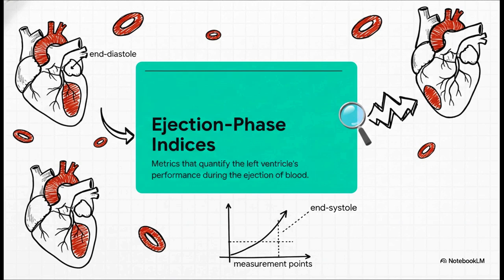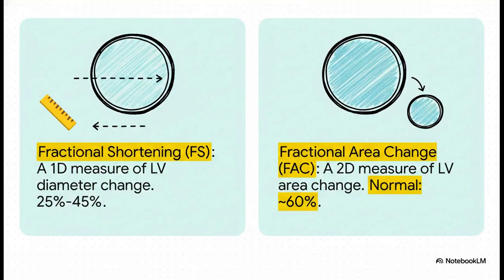They basically answer the question, how good is the LV at its main job, squeezing blood out to the rest of the body? We get these numbers by measuring the change in the ventricle size from when it's fullest to when it's most empty. These are your go-to metrics for a fast, reliable snapshot of global function. So, let's look at two of the most common ones.